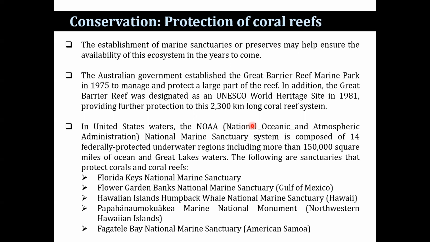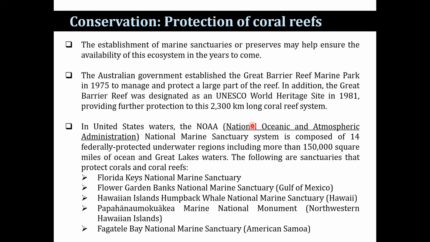The establishment of marine sanctuaries and preserves may help ensure the availability of the ecosystem in the years to come. The Australian government established the Great Barrier Reef Marine Park in the year 1975 to manage and protect a large part of the reef. In addition, the Great Barrier Reef was designated as a UNESCO World Heritage Site in the year 1981, providing further protection to this 2,300-kilometer-long coral reef system.